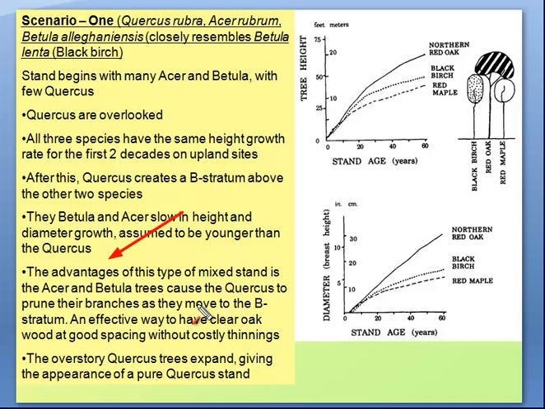Well, here's an interesting one, more of a silviculture thing, but it needs to be noted. The advantage of this type of mixed stand is that the Acer and the Betula trees cause the Quercus, the oak, to prune its branches as it moves to the B stratum, to the higher level. It's an effective way to have clear oak wood at good spacing without costly thinnings. In other words, the other trees cause the oak to prune itself. It's called self-pruning. That's what we call that in forestry. All right, so that just gives you an example of how we look at stands in a different way.